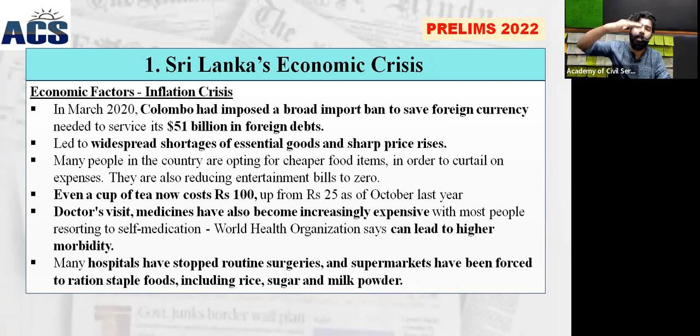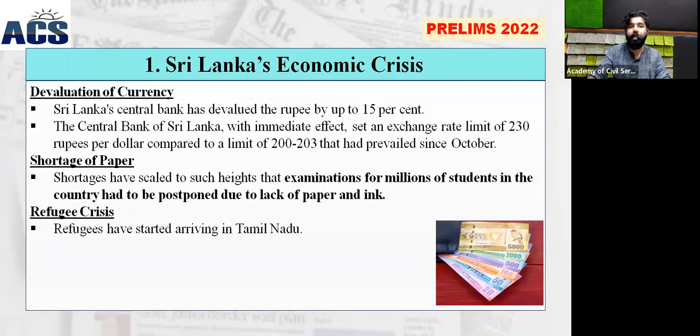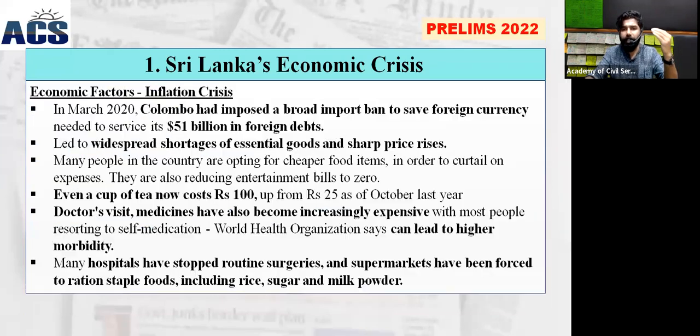Because if the economy does not have any growth, the value of the currency also will go down. That we call in economics devaluation of the currency. The Sri Lankan central bank devalued the rupee by 15%. The central bank of Sri Lanka, with immediate effect, set the exchange rate limit at 230 rupees. That means the current value is around 230 rupees equal to a dollar. India is around 75 rupees to the dollar. You can check on Google how much Indian rupees equal a dollar. Similarly, the value of the Sri Lankan rupee is going down. It's around 230, that means 15% down. The devaluation of the currency has happened.